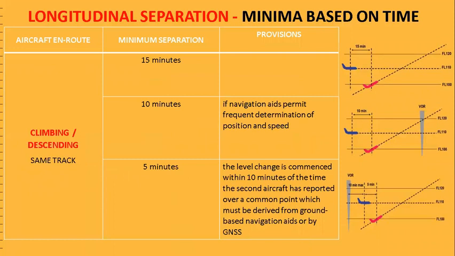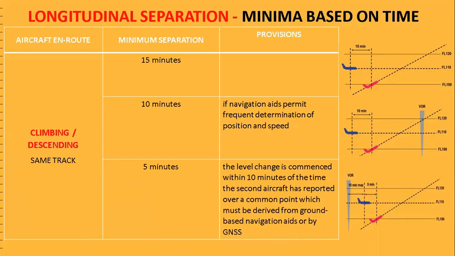Then climbing and descending same track aircraft. So here 15 minutes, 10 minutes, 5 minutes, but 3 minutes is not permitted. So we will discuss all these three. For 15 minutes, on the right side if you see, there are two aircraft, blue and pink. They are 15 minutes apart, they are longitudinally separated.